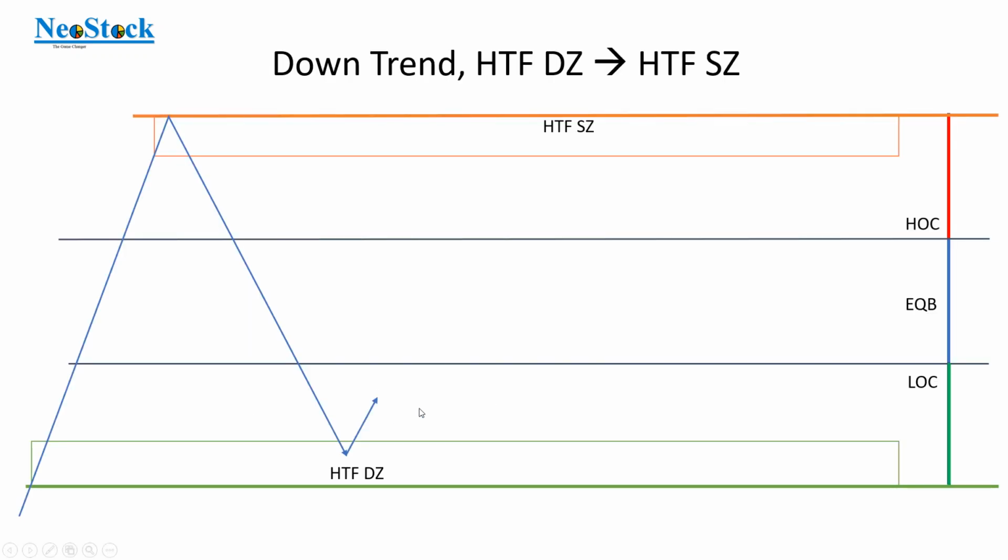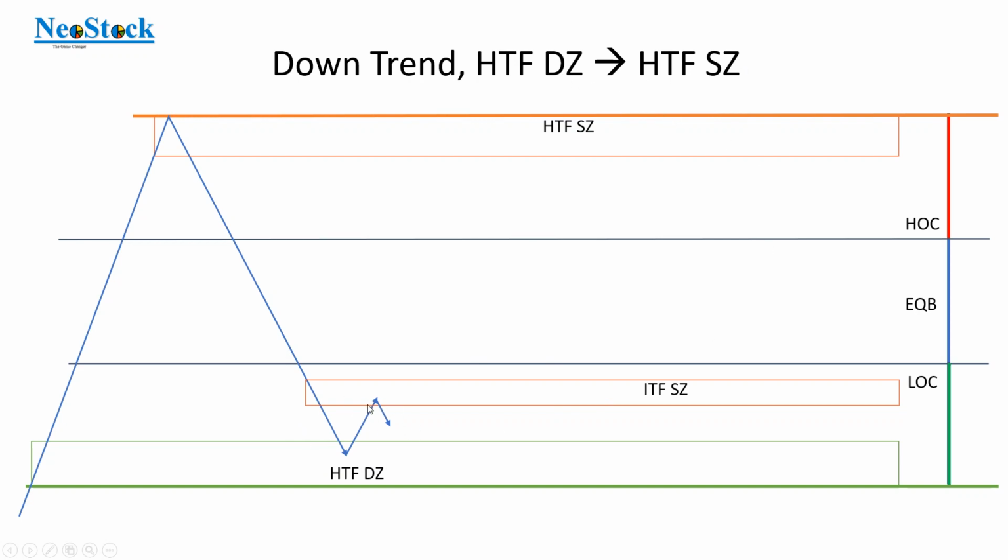The first scenario. Assume here is a HTF supply zone. Okay, the moment prices entered into the HTF supply zone and turned, the price direction is changed. Which price direction is changed? ITF price direction is changed. HTF price direction is not changed. HTF price direction is HTF demand zone to HTF supply zone.